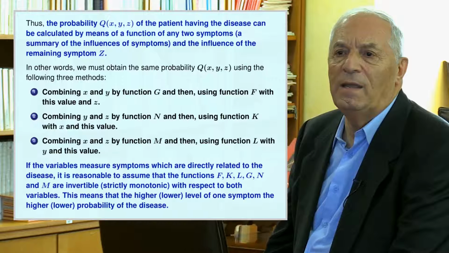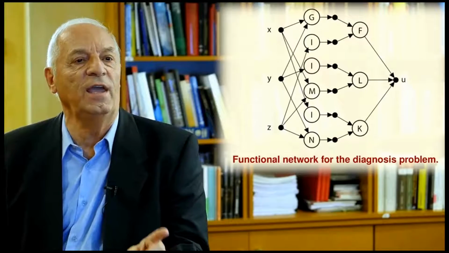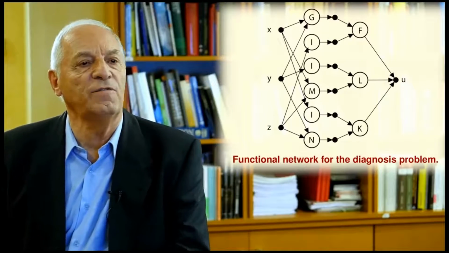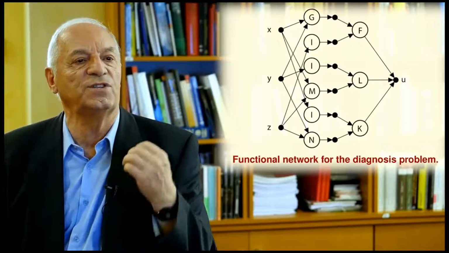If the variables measure symptoms which are directly related to the disease, it is reasonable to assume that the functions f, k, l, g, n, and m are invertible and strictly monotonic with respect to both variables. This means that the higher or lower the level of one symptom, the higher or lower the probability of the disease. And I have 6 unknowns, f, g, k, n, l, and m, which are functions of two arguments. So I have a system of two equations with 6 unknowns.